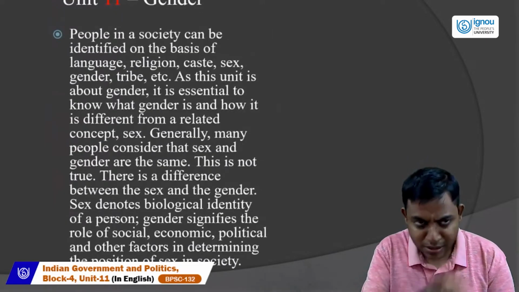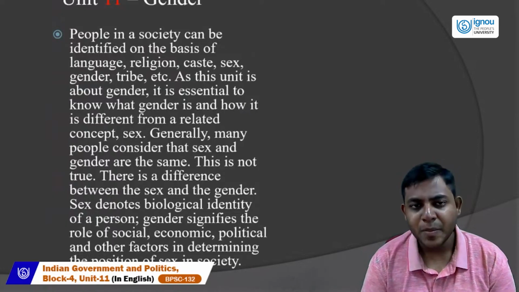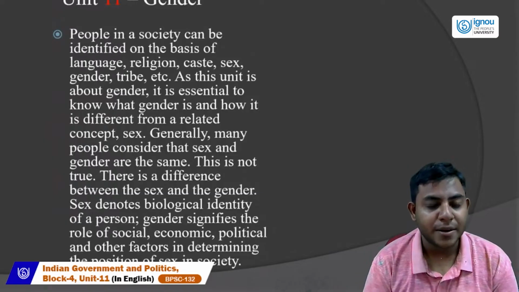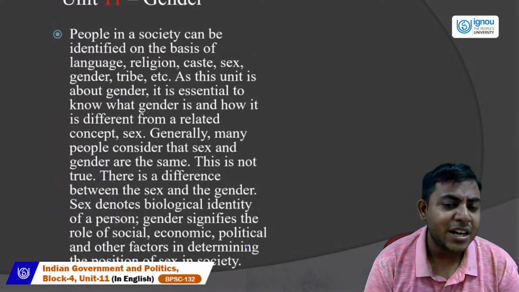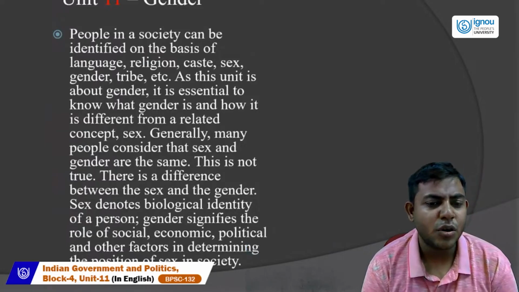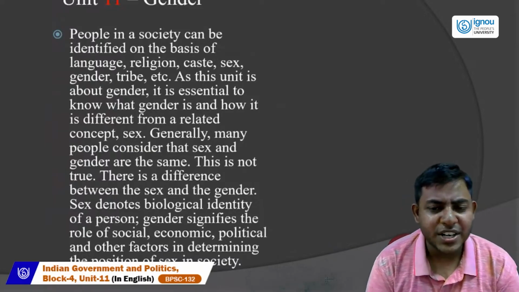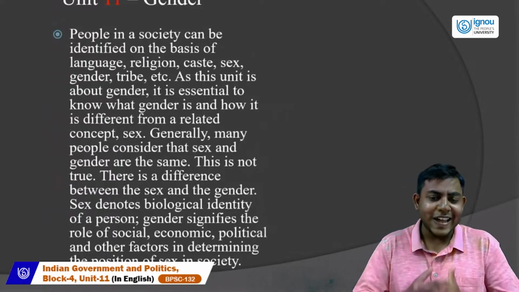So we have discussed the 10th unit, which was relating to caste, class, and tribes. Now let us move on to the 11th unit of this paper, that is pertaining to gender. So people in a society can be identified on the basis of language, religion, caste, gender, tribe, etc. And in this unit, which is about gender, it is essential to know what gender is and how it is different from a related concept, that is sex. So generally, many people consider that sex and gender are the same. This is not true. There is a difference between sex and gender.